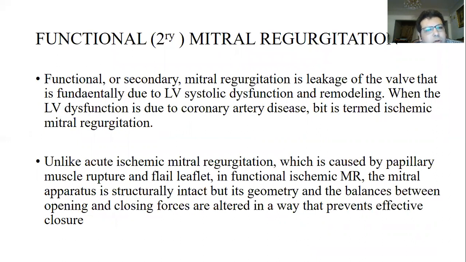Secondary mitral regurgitation. Functional or secondary mitral regurgitation is leakage of the valve that is essentially due to left ventricular systolic dysfunction and remodeling. When left ventricular dysfunction is due to coronary artery disease, it's termed ischemic mitral regurgitation. Unlike acute ischemic mitral regurgitation, which is caused by papillary muscle rupture and a flail leaflet, in functional ischemic mitral regurgitation the mitral apparatus is structurally intact, but its geometry and the balance between opening and closing forces are altered in a way that prevents effective closure.